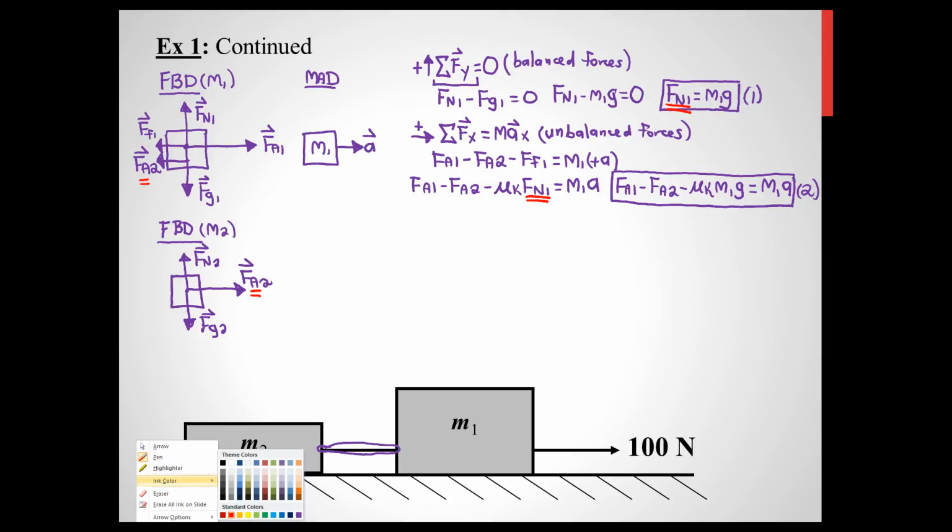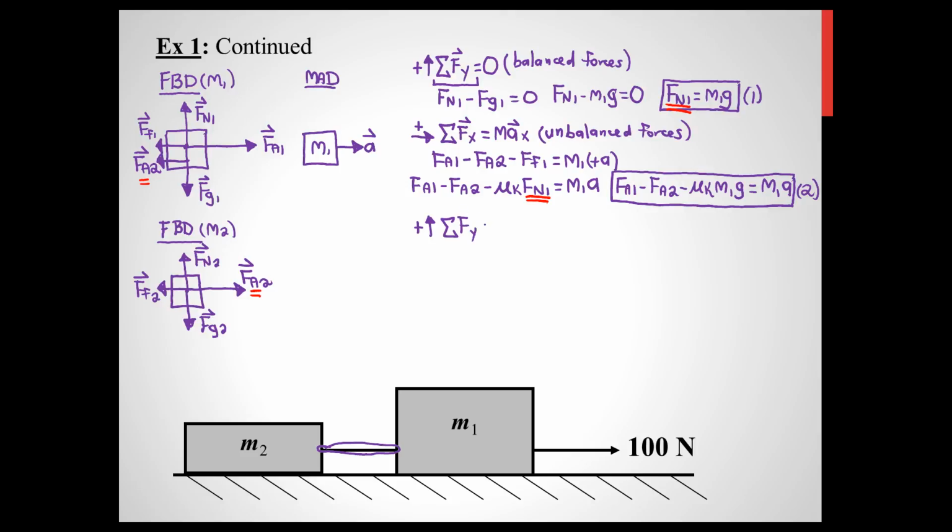Okay, let's go back now and draw the force of friction. And we'll call that Ff2. Equations of motion start in the vertical direction. So assume up is positive. Find the sum of the forces in the vertical direction. No acceleration, equal to 0. Once again, it's balanced forces. Fn2 points up. Fg2 points down, negative.